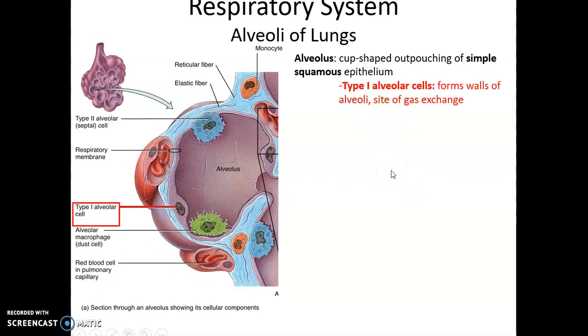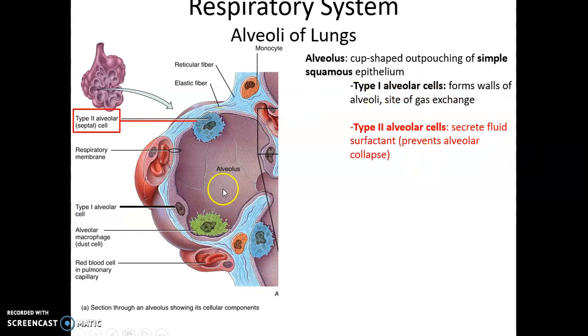There are a variety of cells found in an alveolus. There are the type 1 alveolar cells. These are the cells that structurally form the alveolus. So these are the simple squamous epithelial cells. They are known as type 1 alveolar cells.